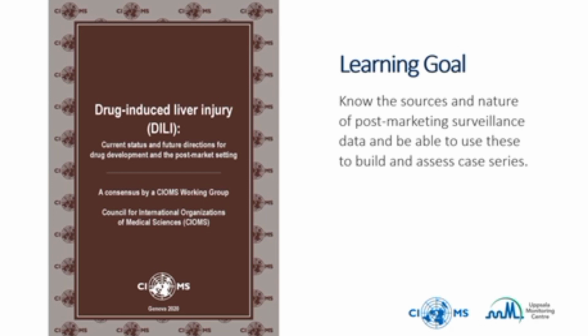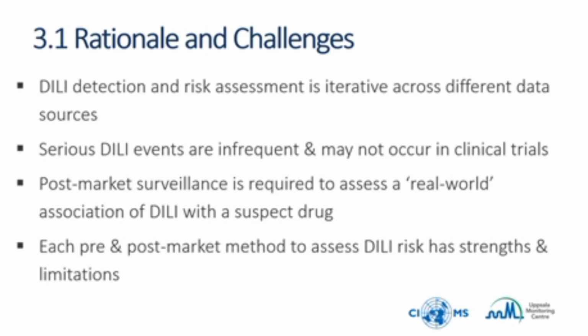As I mentioned in Lesson 3A, a key concept in post-market pharmacovigilance is that the detection and assessment of DILI risk is an iterative process that we undertake over the entire life cycle of a drug. And to this end, we use different data sources that align with different phases of this life cycle. Because of powering limitations, infrequent serious DILI events often are not observed in clinical trials. Therefore, a disciplined approach in the surveillance of post-market databases is necessary to assess a real-world association of any suspect drug with clinically serious DILI.